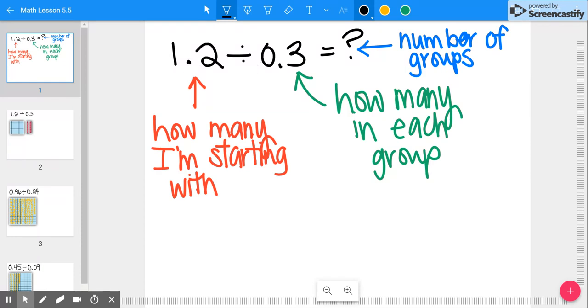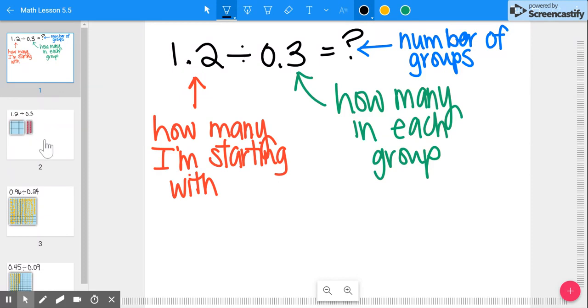So my first number is going to tell me how many I'm starting with. And unlike when I had a whole number, where my whole number was telling me how many groups I was going to divide it up into, now that I have a decimal as my second number, that's telling me how many are going to go into each group. And my quotient is actually going to be telling me the number of groups that I'm creating. So let's dive into this first problem.